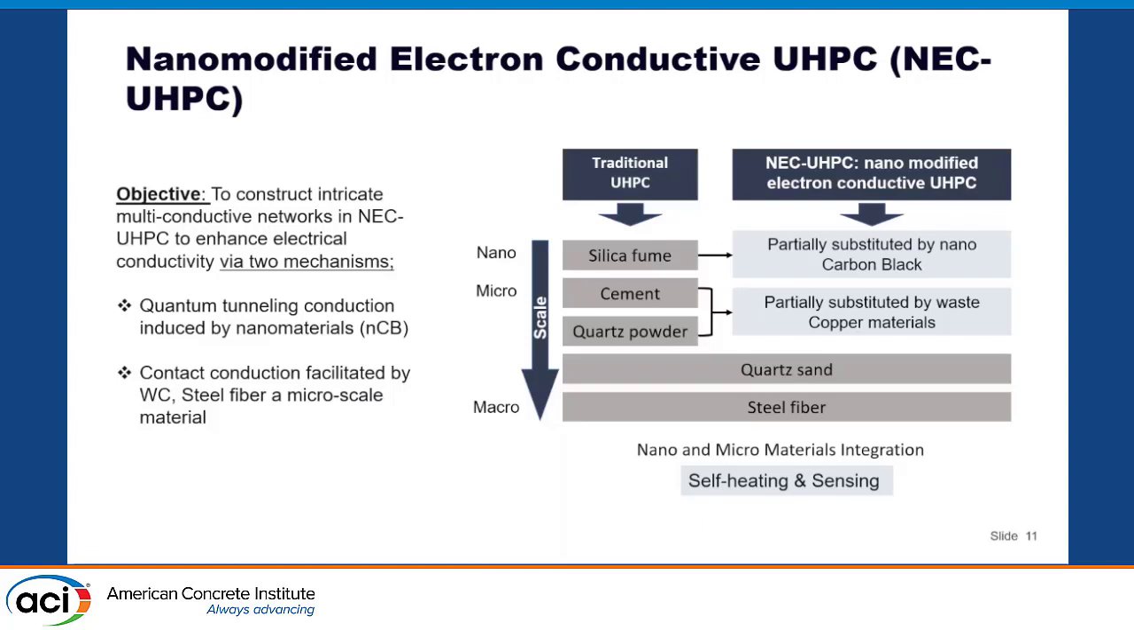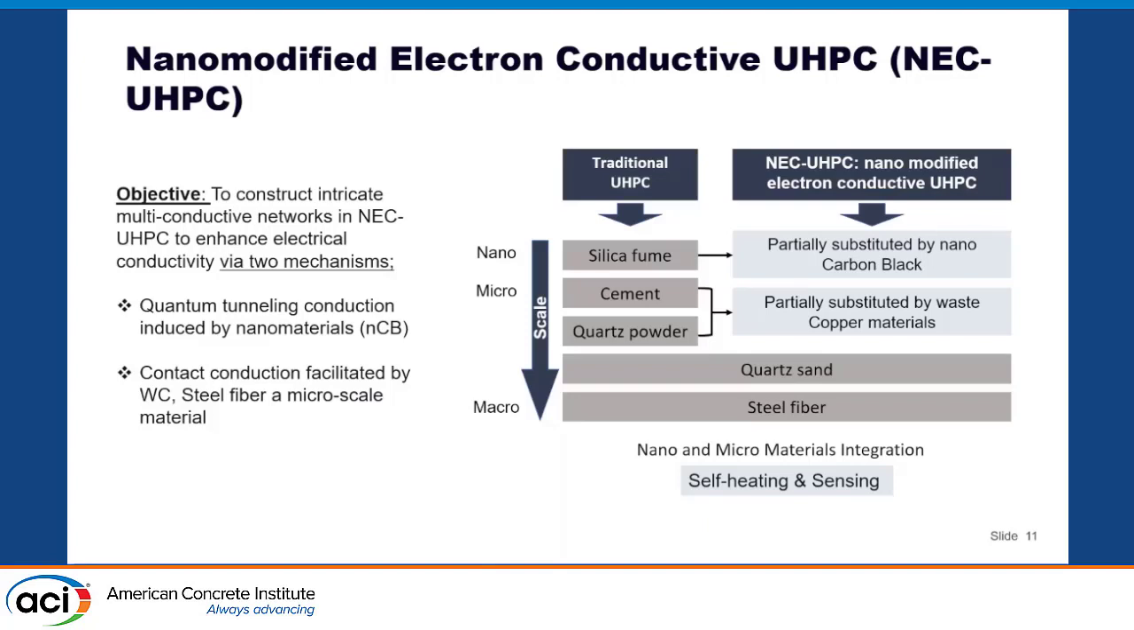approximately 250 kilograms per cubic meter. The role of silica fume in UHPC is as a pozzolanic material and a filler. So what about replacing part of the filler role of silica fume with a material that adds a new functionality to the system? For the other part, we are going to replace partial cement and a partial amount of quartz powder by using waste copper material.